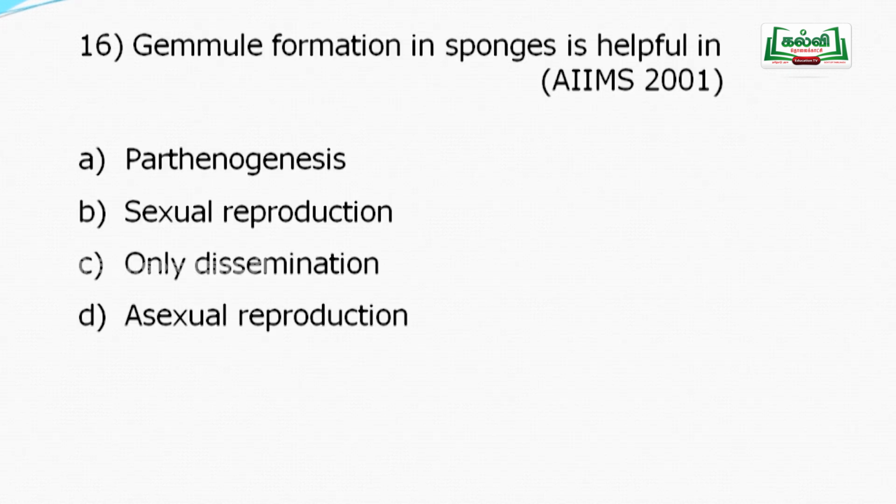Question number 16, gemmule formation in sponges is helpful in, it's a kind of asexual reproduction seen in animals. Sponges come under animals, you know. A, parthenogenesis, B, sexual reproduction, C, only dissemination, option D, asexual reproduction.